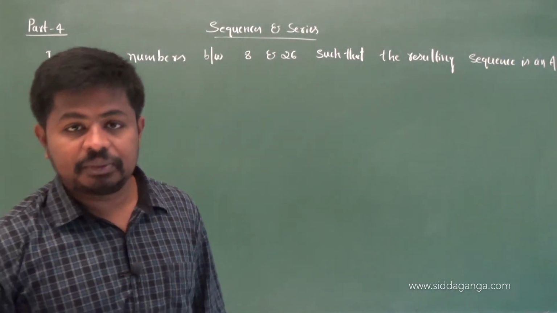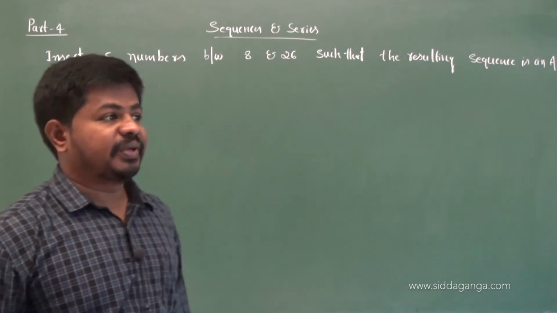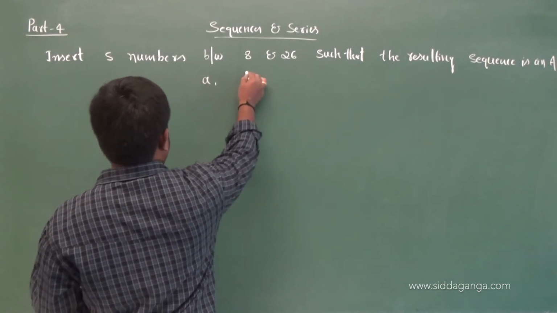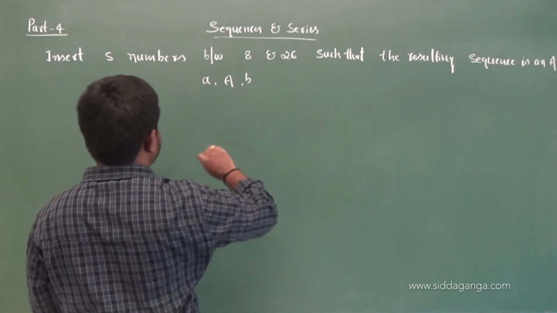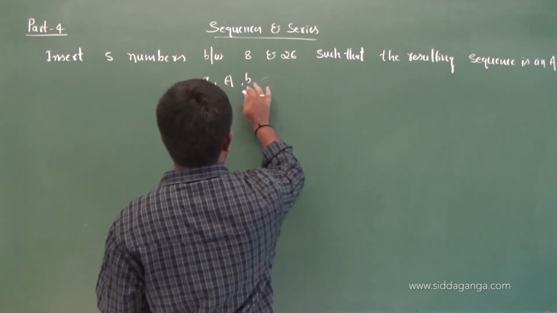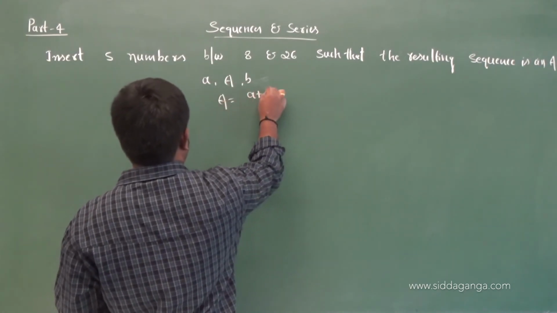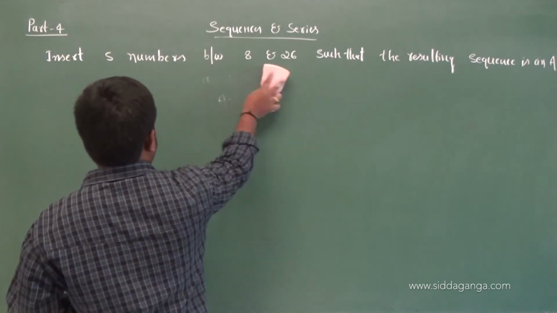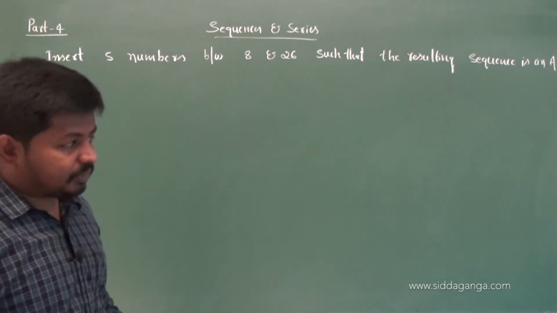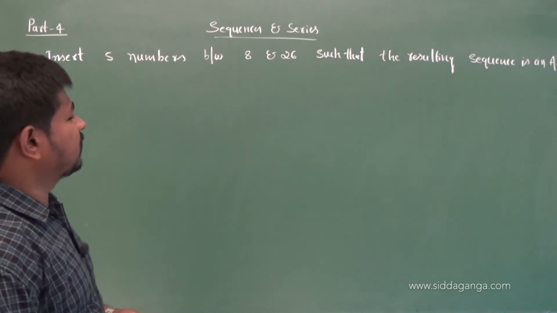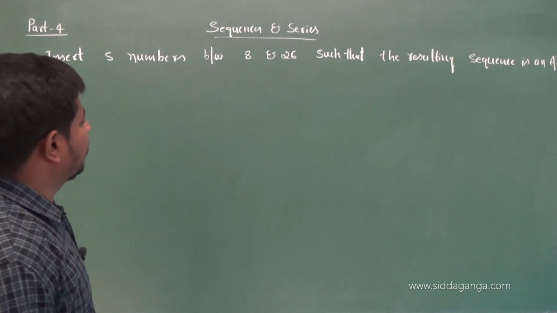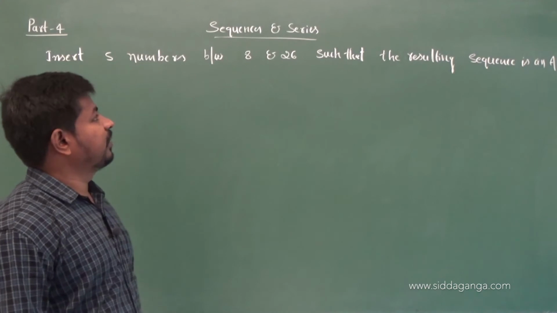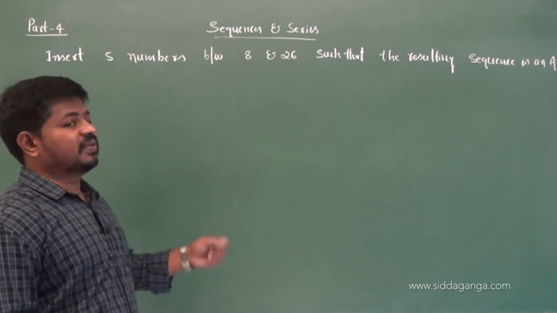So this is related to the concept of arithmetic mean. Between A and B, if you insert a number such that they are in AP, then you get what? Arithmetic mean we call, and that is equal to (A plus B) by 2, right? This is what we discussed about arithmetic mean in the previous session. Now, between 8 and 26, you need to insert 5 numbers such that the resulting sequence must be an AP. That's the question.